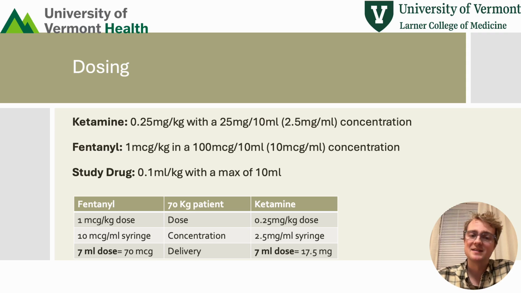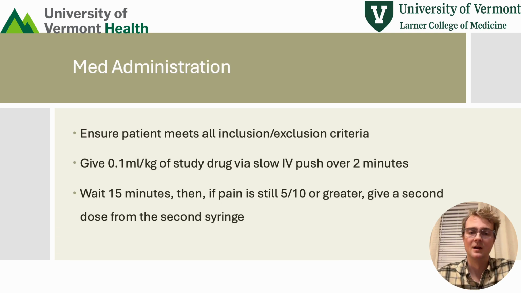So for example, if we have a 70 kilogram patient, we will be giving 7 mLs, which will deliver 70 micrograms of fentanyl or 17.5 milligrams of ketamine. It's also important to note that the study drug comes in 20 ml syringes. The FDA states that syringes cannot be filled completely with pre-filled compounded drugs, so it will be given in a 20 ml syringe, but it will only be filled to 10.